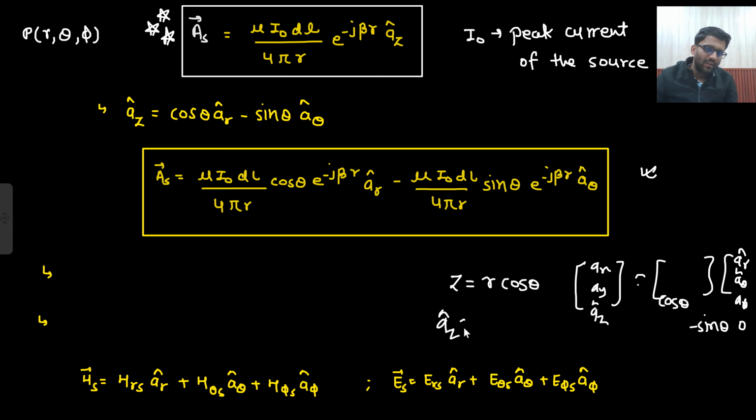So from here you will write down AZ cap is equal to AR cos theta cap. Then cos theta will be differentiated, that would be minus sin theta. First thing is AR, then next is A theta. That's it.